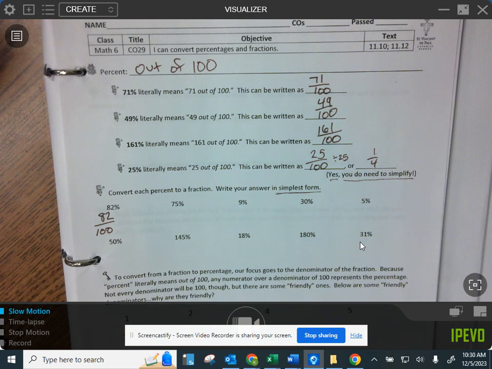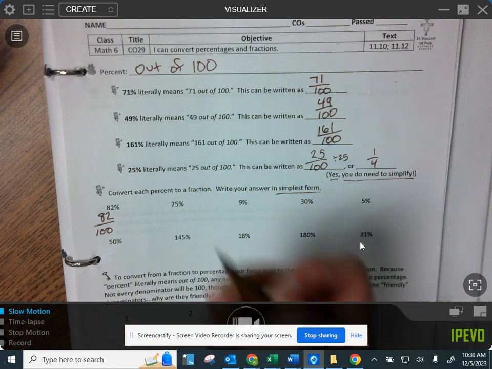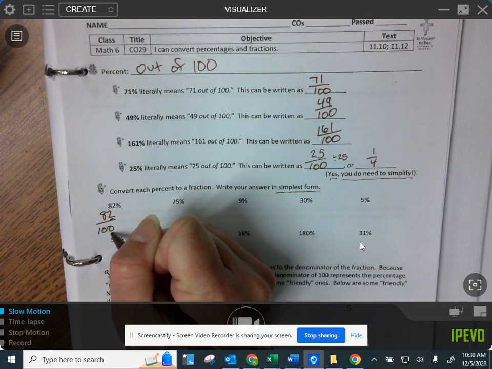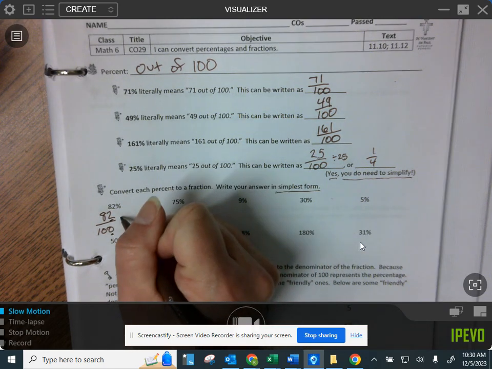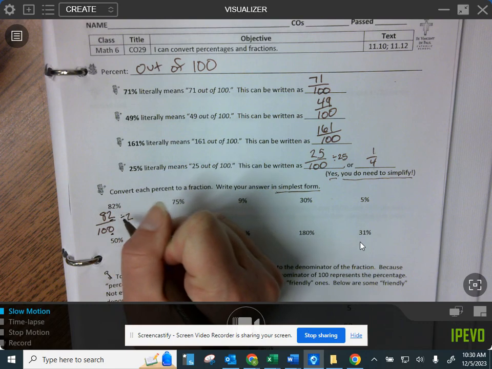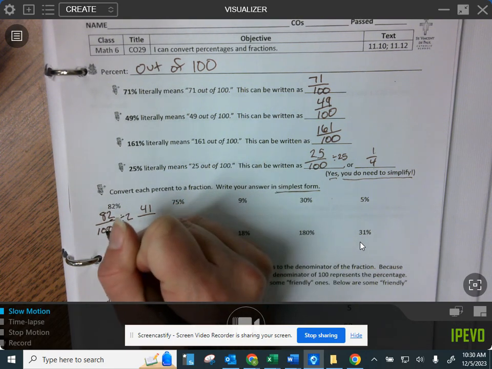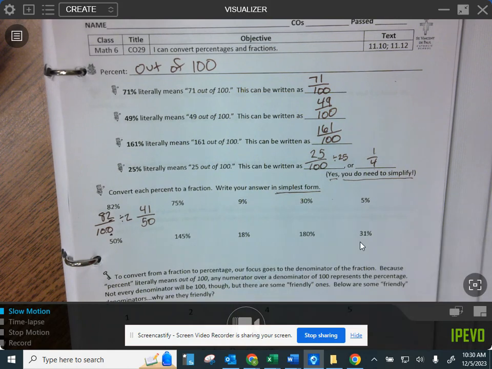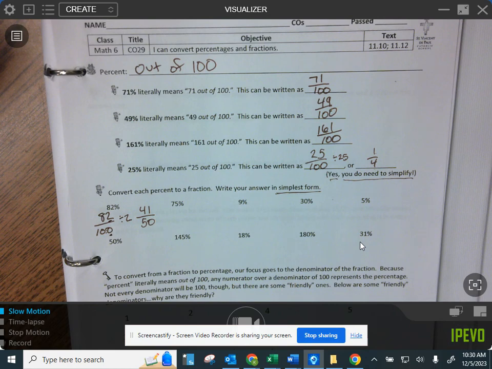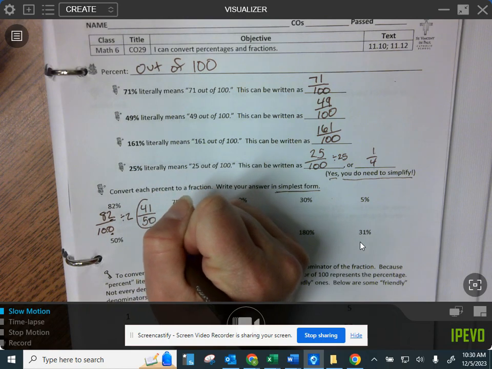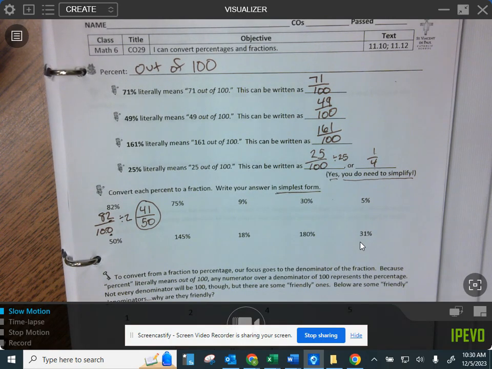So is 82 hundredths as simple as it can go, or can I divide something out of 82 and 100? Dom? I can divide it by 2 because I see both ones place has an even number. So I'm going to divide it by 2. 82 divided by 2 is 41. 100 divided by 2 is 50. Can I simplify it any more? No, that's as simple as I can get. So that is my final answer. I'm going to circle it so I know it's my final answer.